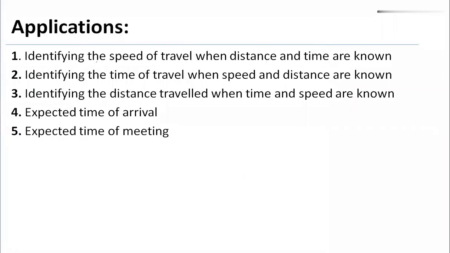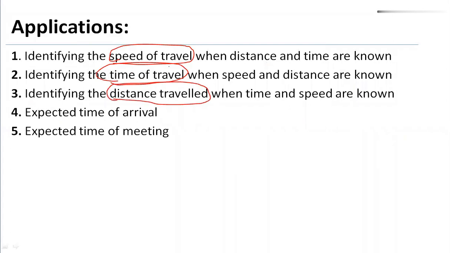Let's go for the next. Whatever the question, speed of the travel, time of the travel, distance. So these are our main points. Out of the question, they can ask you to find out either the speed or the time or the distance. This expecting time of arrival and this expecting meeting is related to same direction and opposite direction of relative speed concept, guys.